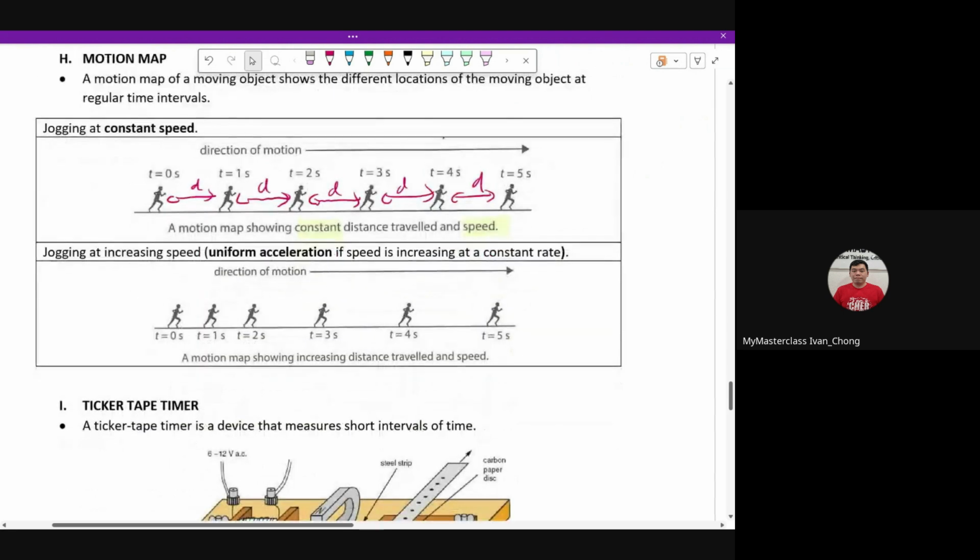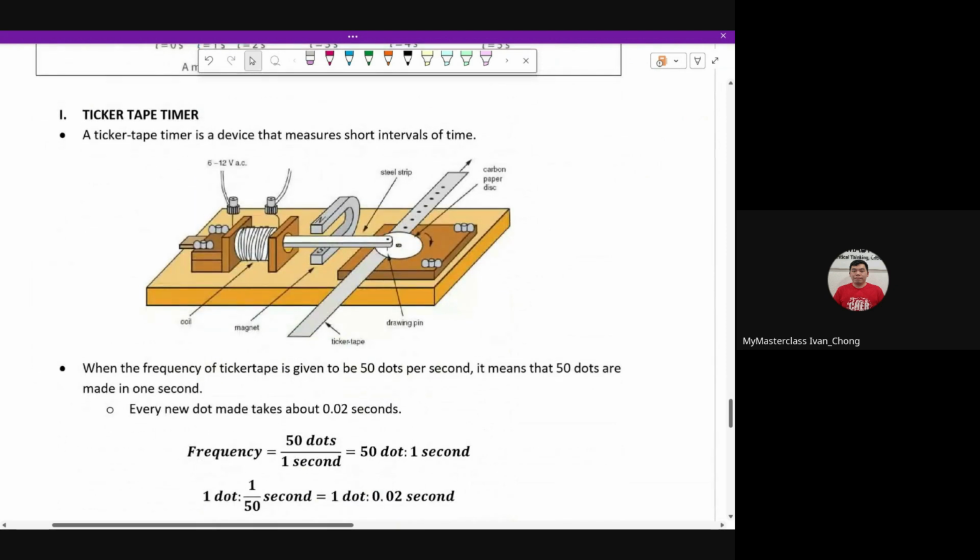Okay, and if you notice in the second one, he's getting further and further away with every second. So what does that mean? He is actually getting faster. He's moving faster. So what does that mean? My speed is increasing. So just take note, from this you can identify if it's moving faster or slower or whatsoever.